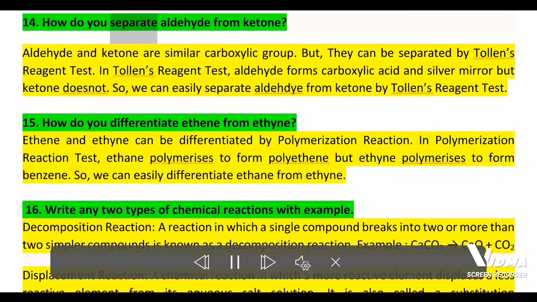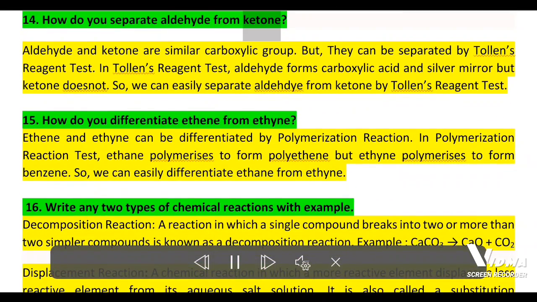14. How do you separate aldehyde from ketone? Aldehyde and ketone have similar carbonyl groups, but they can be separated by Tollens' reagent test. In Tollens' reagent test, aldehyde forms carboxylic acid and a silver mirror but ketone does not.